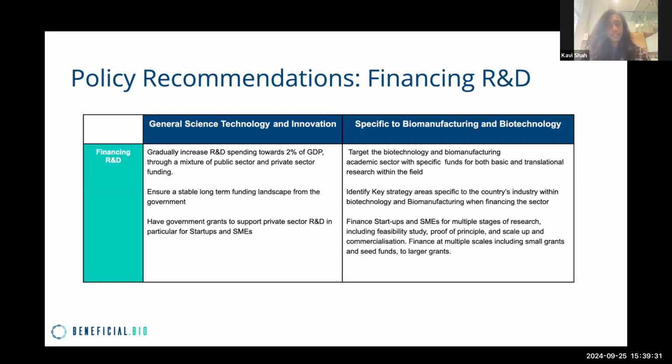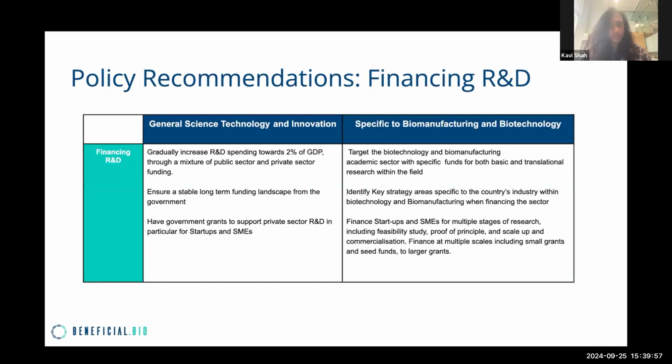So out of that, some policy recommendations were put together, and that includes financing and R&D, which I've split into general science and technology policy recommendations and specific ones to biomanufacturing and biotechnology. And so that includes increasing R&D spend with a stable funding landscape.